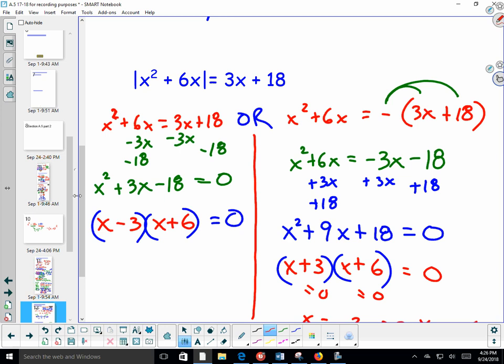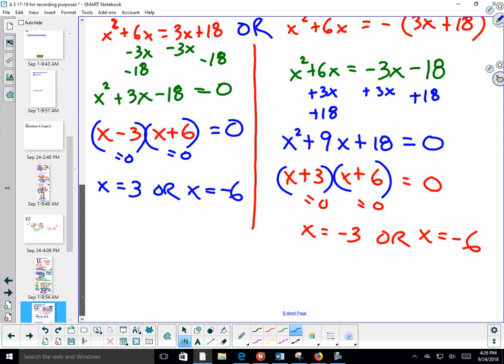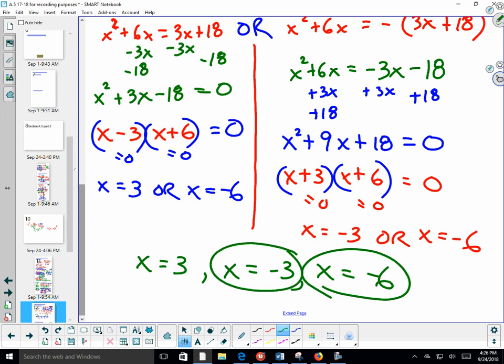Again, you can use FOIL to check me on this, and you can certainly do product sum to do this if the two factors did not jump out at you with guess and check. So in this case, I'm going to set this equal to 0 and this equal to 0. And I'm going to get x equals 3 or x equals negative 6. So overall, it looks to me like I really just have 3 solutions. My 3 solutions are x equals 3, x equals negative 3, and x equals negative 6. Because this guy actually turned up twice, right? Turned up on the left equation and on the right equation.